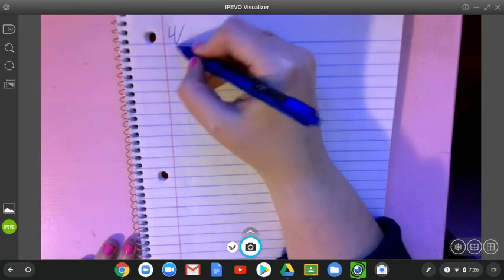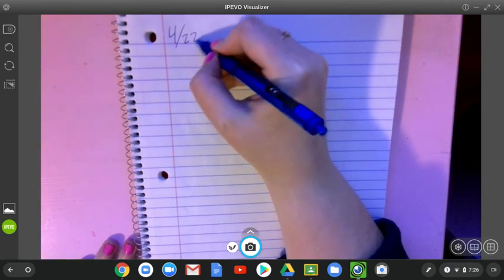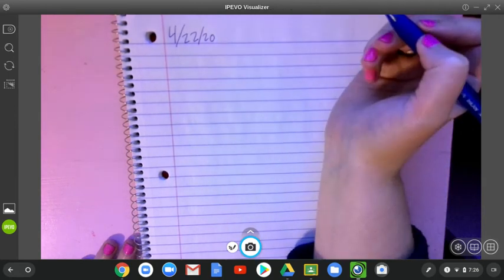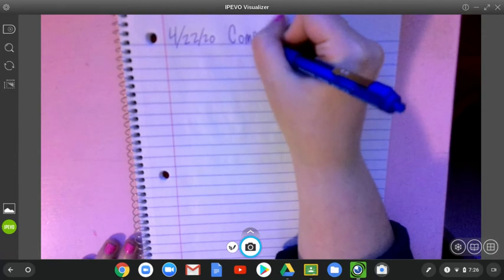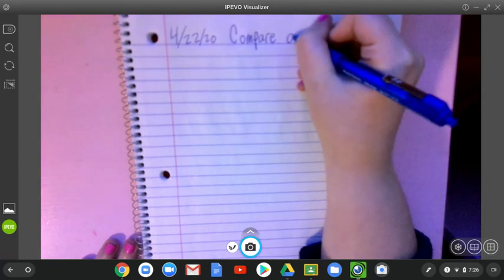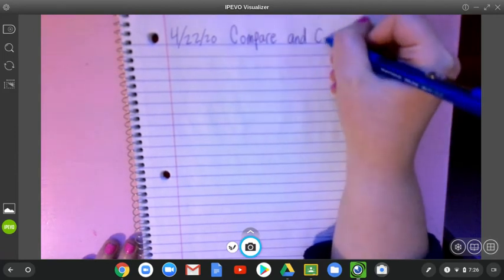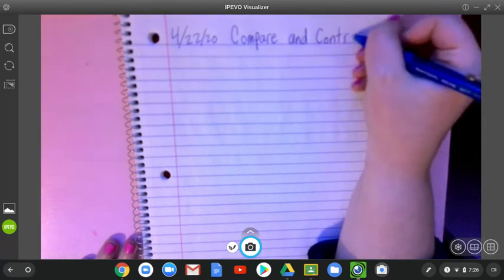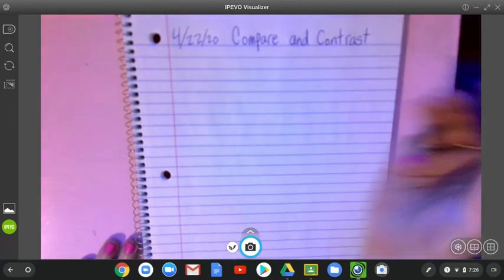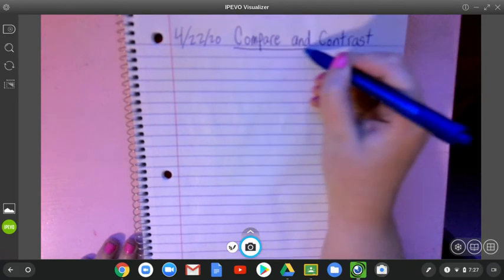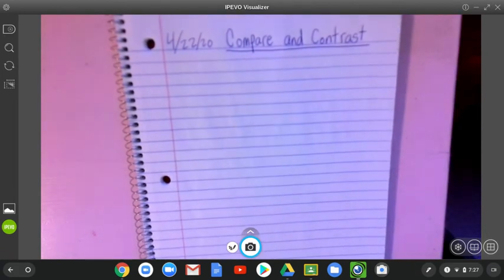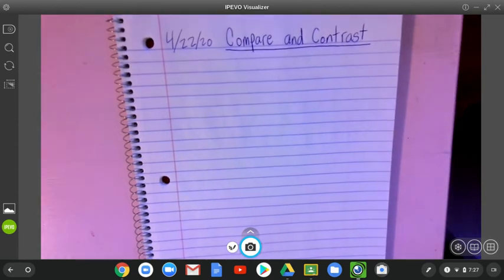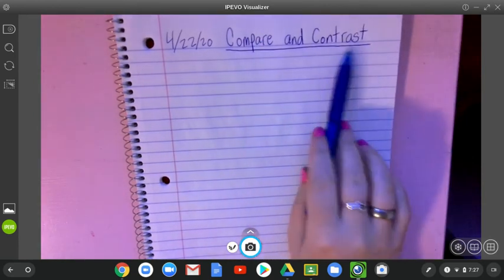So today's date is 4/22/20. And the title of our notes today is going to be Compare and Contrast. We've done this before, so I'm not going to spend a ton of time on the notes, but I am going to give you some words to look for in the text to help you determine if it's something they have in common or something that's different.